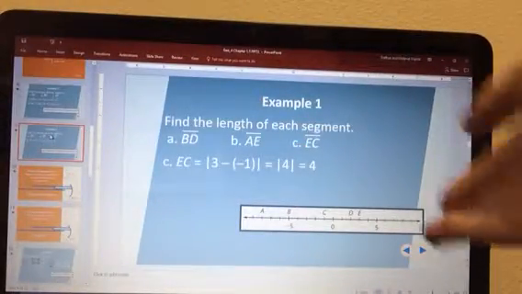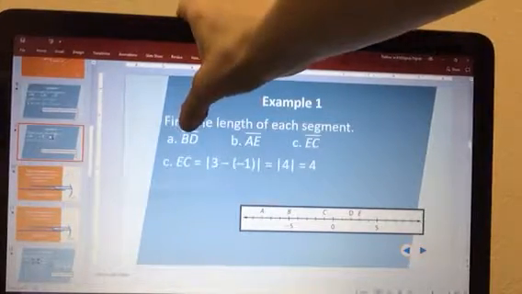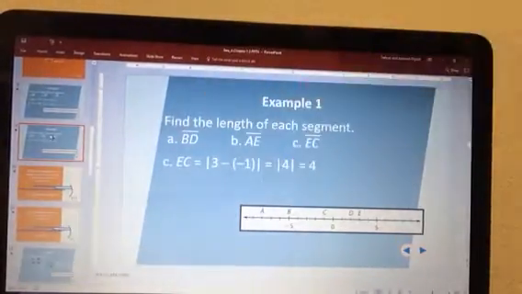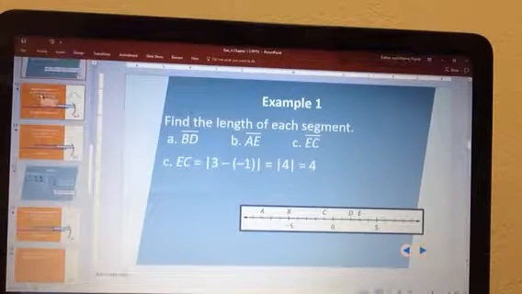You're not necessarily working from left to right every time. You're saying what is the origin of this line segment. That number goes first in my formula to find length.